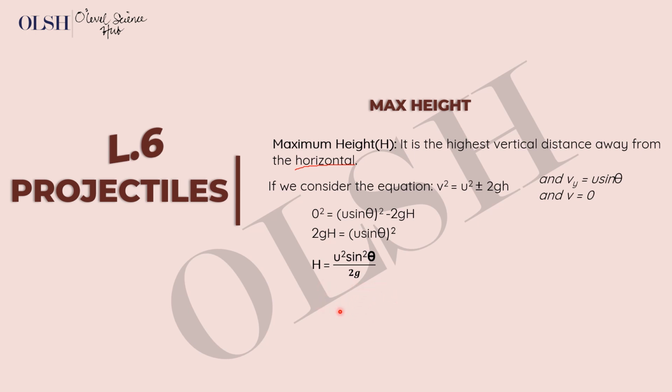And this u squared sine squared theta is obviously the same as (u sine theta) all squared, because of course this is u squared times sine squared theta.